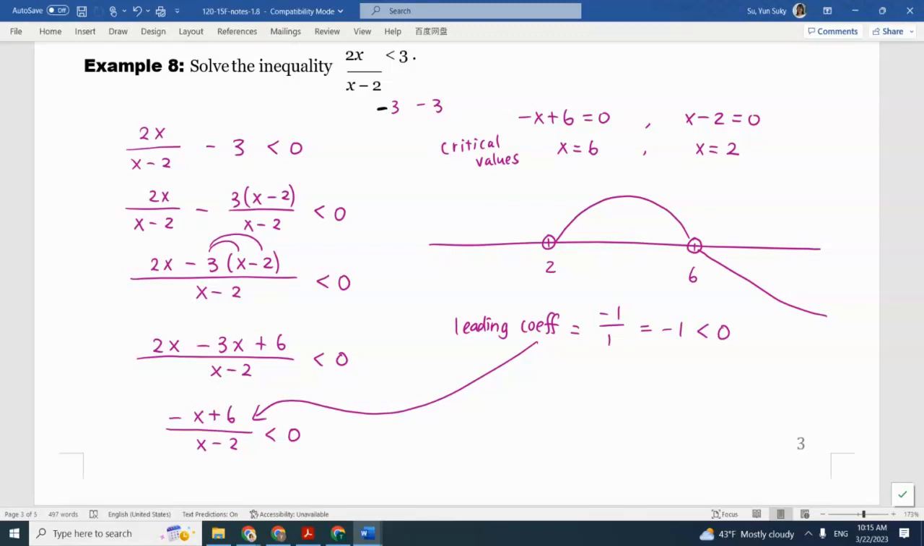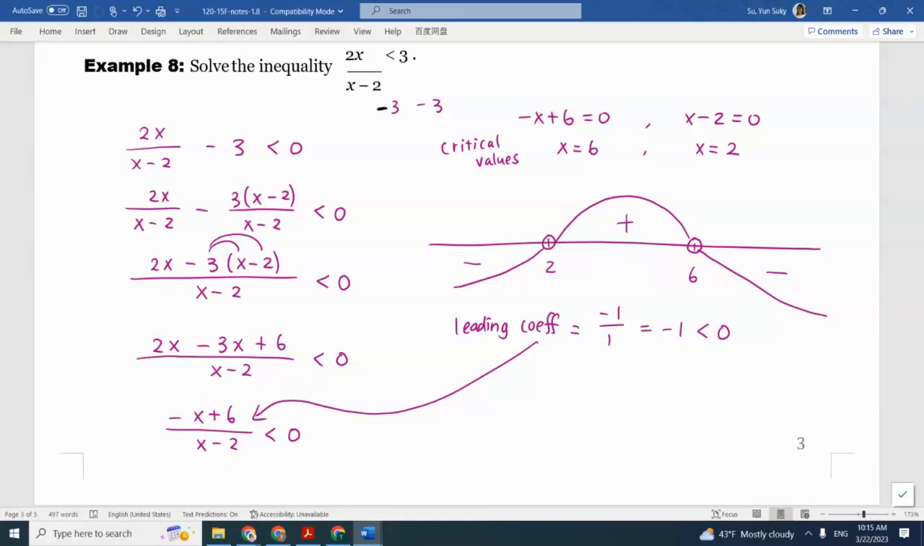Cross. Multiplicity is 1, right? It's odd, so we cross. Then this is positive, this is negative, this is negative. What are we looking for? Less than 0, so it's above the line or below the line. Is there a different way to tell how it goes up and down?